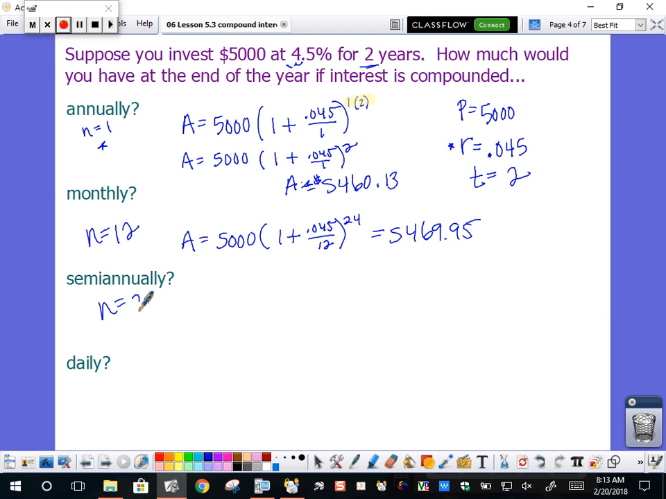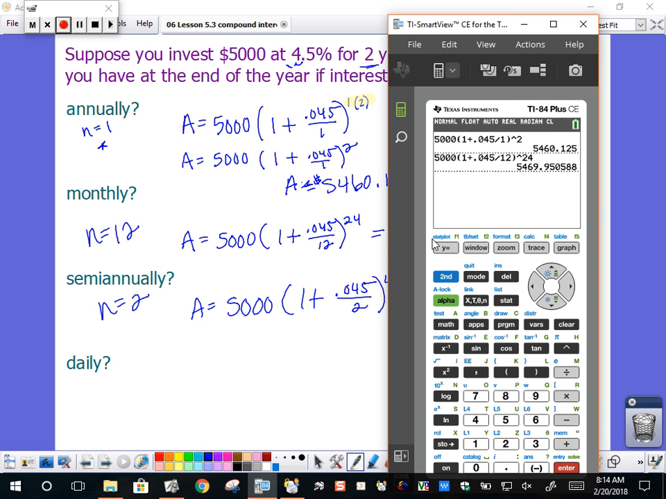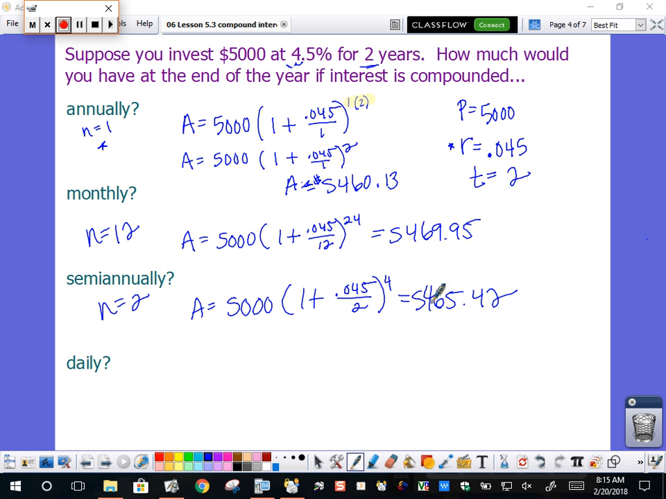Semi-annually is 2 times a year. So now the formula would look like this: 5,000, in parentheses you have 1 plus r, still 0.045, but now n is 2. And the exponent should be n times t, which is 2 times 2, but I'm not going to write it out like that. I'm going to go ahead and write that as 4. Here's what this one looks like when you type it in. And the answer should be 54.65, and then this is going to round to 42 cents. So 54.65 and 42 cents.